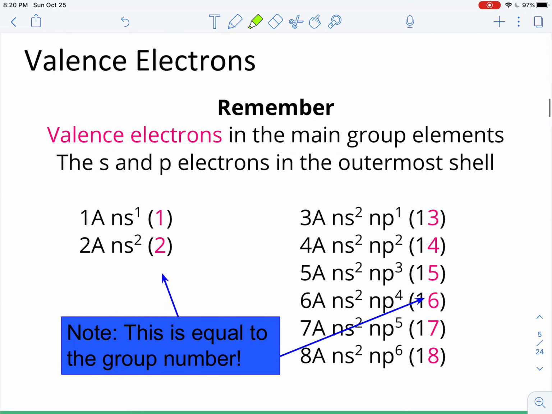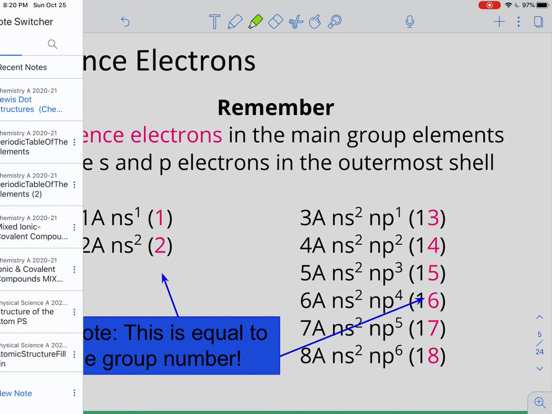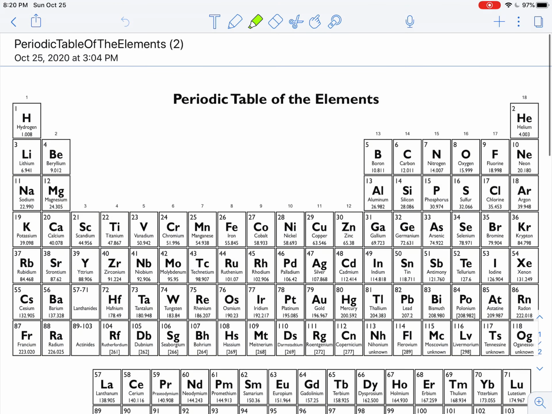All right, so remember valence electrons in the main group elements are shown by how many electrons are in the S and P part of the configuration. So if we take a look here at group 1, and I'm going to really quickly pull up a periodic table, group 1 is this guy. So anything in this column has 1 valence electron. Anything in group 2 has 2 valence electrons. Remember, we skip over the D block.